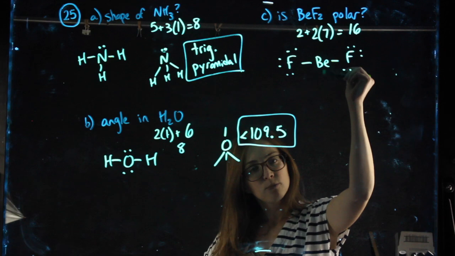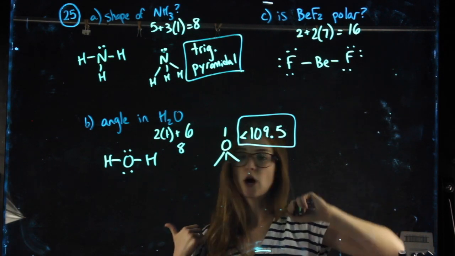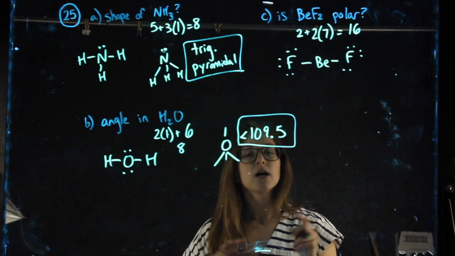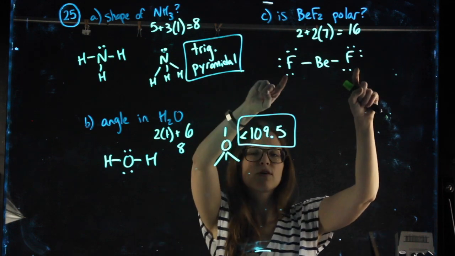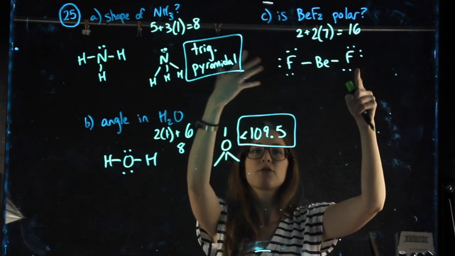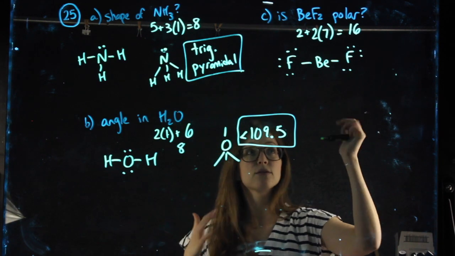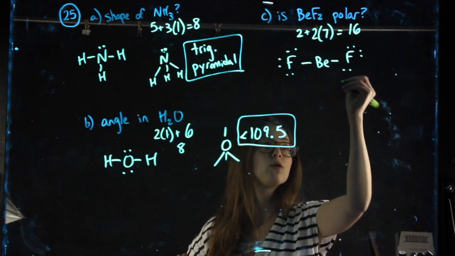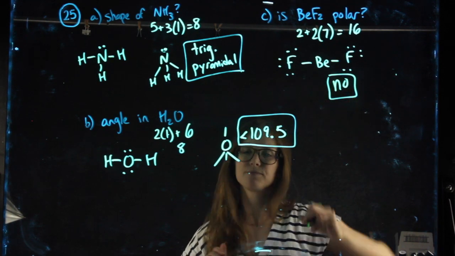Since there are no lone pairs on the central atom, it's not polar for that reason. The other reason it could be polar is if the peripheral atoms were different elements, but they're the same element. So neither of those things makes it polar, therefore, no, it's not polar.